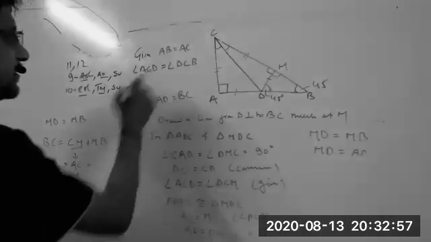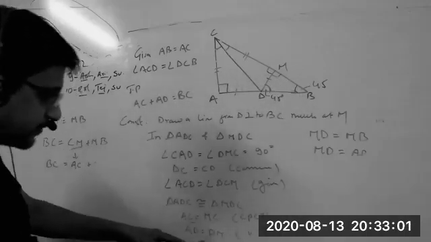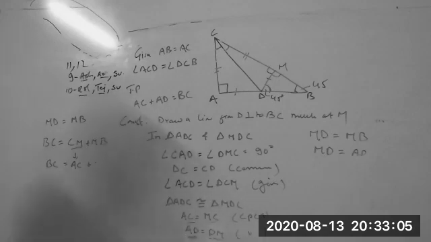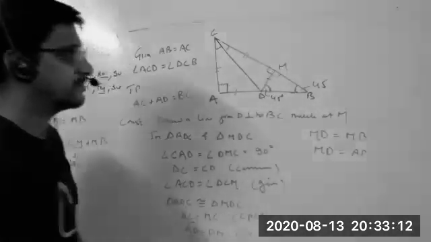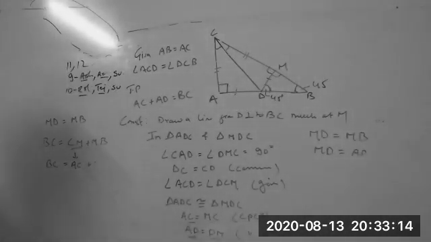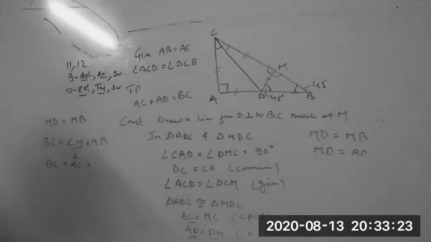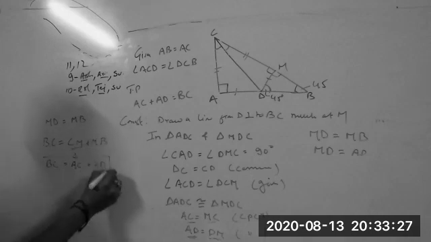Given, na? I mean, sorry, we have proved it: MD is equal to AD. Correct? Yes, sir. So all three are equal: AD equals MD equals MB. So can we say MB is equal to AD? This is equal to this. Yes, sir. MB is equal to AD. Done. Proved.